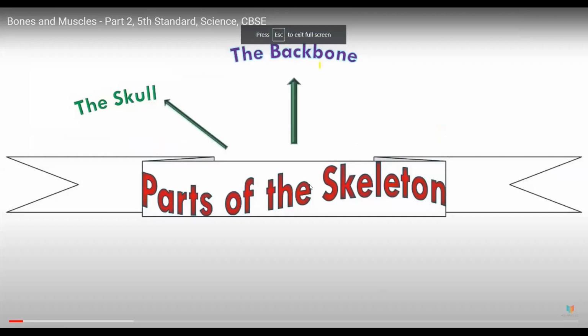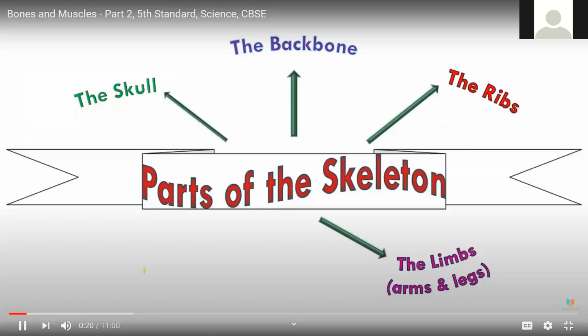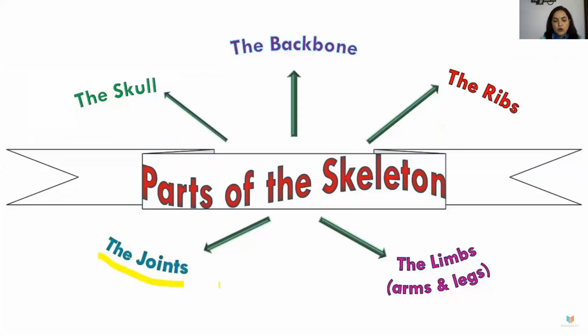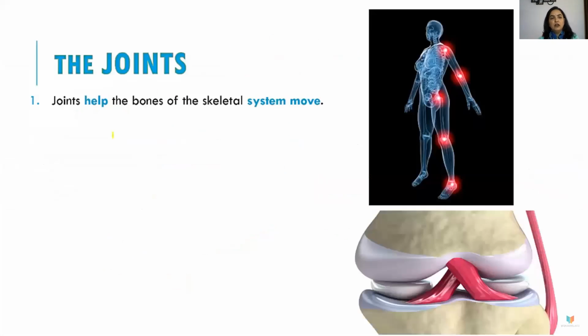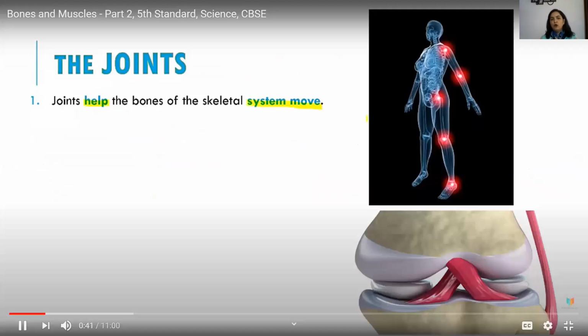Till now we have studied the parts of the skeleton, that is the skull, backbone, ribs and the limbs. Now only the joints are left. So what are joints? A joint is a junction where two or more bones meet. You can see the junction in the picture. They meet at one place and allow us to move very easily. So they help the bones of the skeletal system to move.